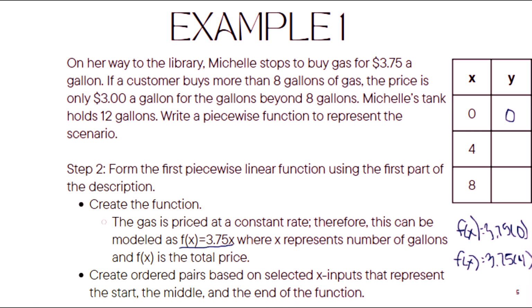3.75 times 4 is 15. So our y coordinate for that one is 15. And our last one is f of x is equal to 3.75. This is the formula from right over here.